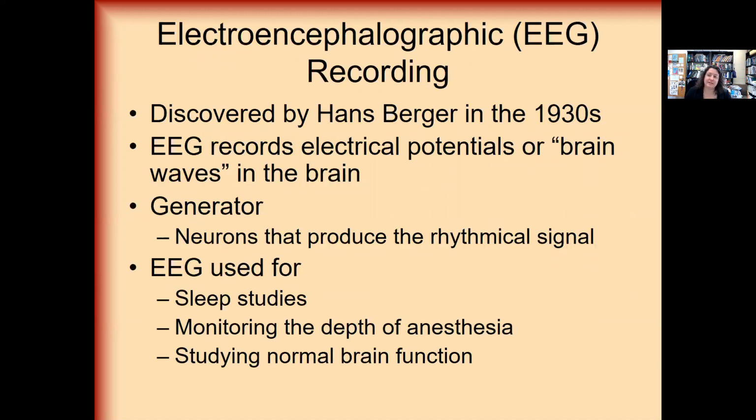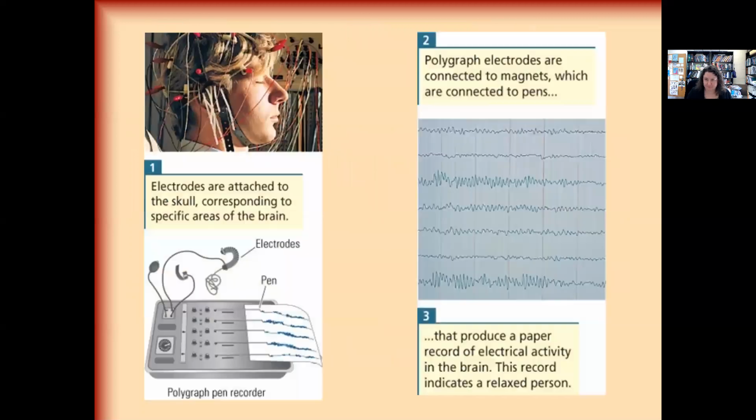EEG, or electroencephalographic recording, was developed in the 30s. So this is one of our first imaging techniques. So it records the brain waves, essentially. So we often use it for sleep studies, anesthesia, brain function, and it's diagnostic, particularly for disorders like epilepsy.